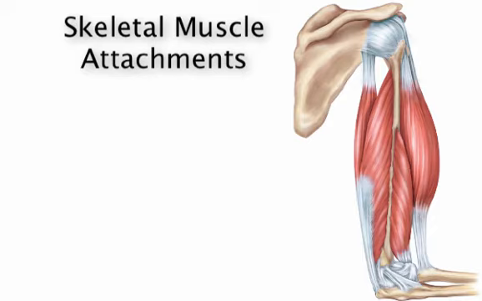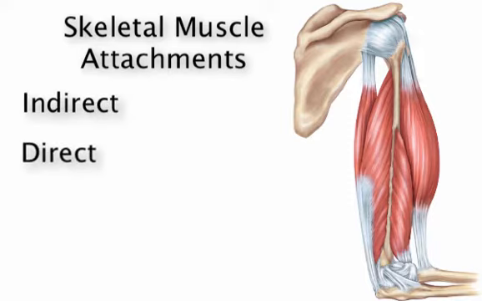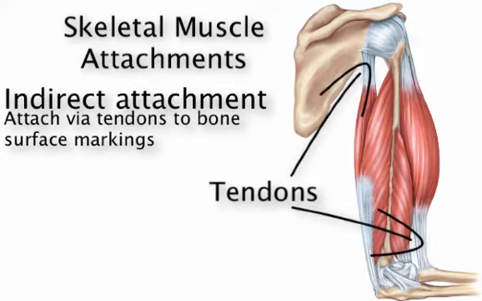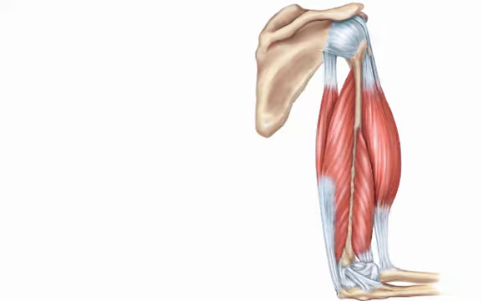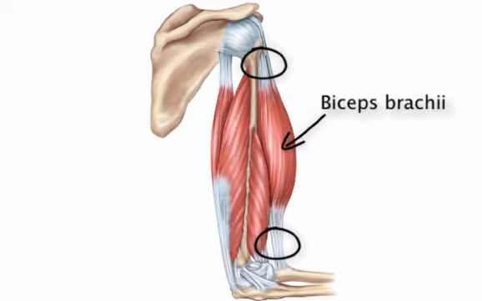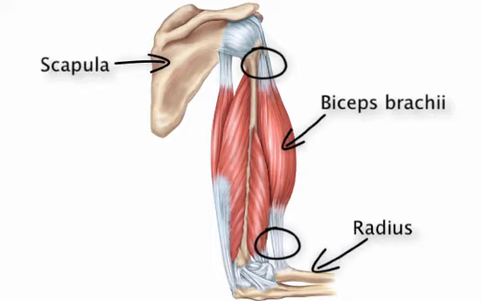Skeletal muscles attach to bones via extensions of their connective tissue. There are two forms of attachments, indirect and direct. Indirect attachments utilize tendons, which are cord-like fibrous bands of dense regular connective tissue. They extend from the muscle's collagen fibers and anchor themselves to a bone. This example here shows the tendons of the biceps brachii muscle attaching to the scapula as well as the radius.